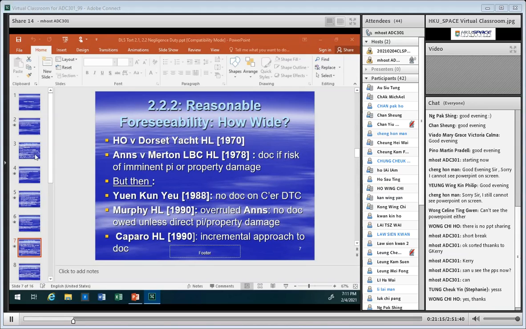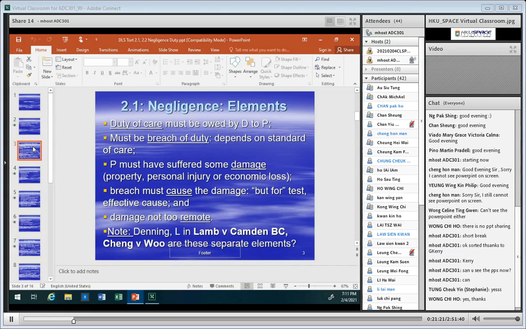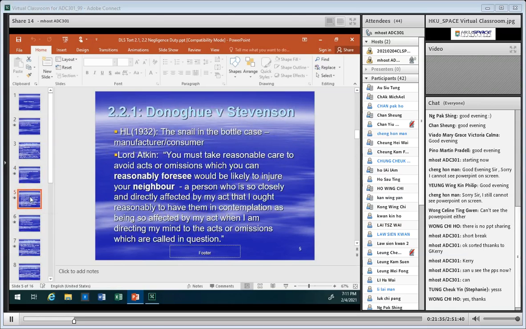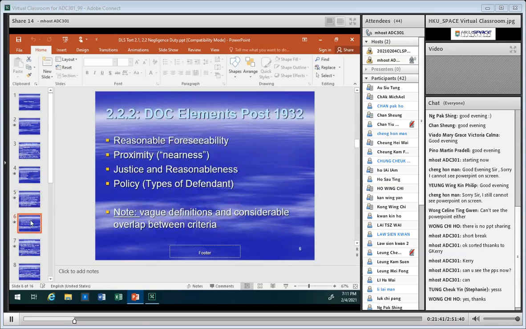Okay, I'll quickly run through the PowerPoints I did before. This is all revision, everybody. Make sure you know the elements of negligence. We're focusing on breach, and then we're going to get on to duty tonight. Remember, duty of care is either before Donoghue and Stevenson or after Donoghue and Stevenson. After Donoghue and Stevenson, we've got these two elements of reasonable foreseeability and proximity. You must know these elements, but appreciate they are vague and they overlap. You really just have to look at each particular case to see how the courts have applied these elements, and it can get a bit confusing.